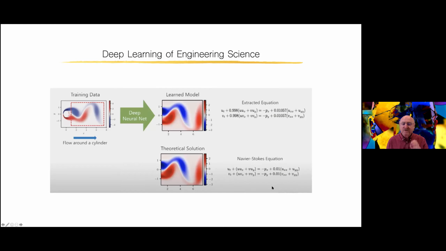We drop that into a deep learning system, and the top one is what it thinks the world looks like. The bottom one is actually the theoretical solution. And when you extract the equations from the deep learned system and compare them with the theory, which is the Navier-Stokes equation, you discover a really, really strong coherence. You know, there's quite small differences between these. So this is quite amazing.